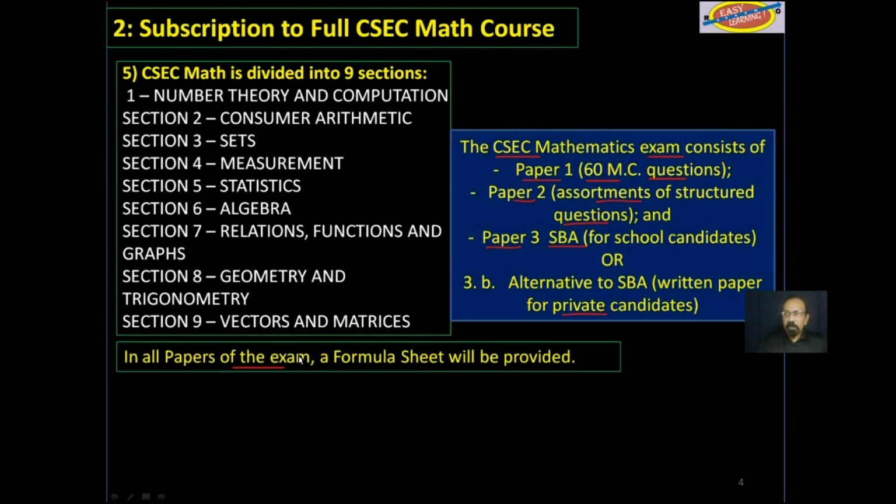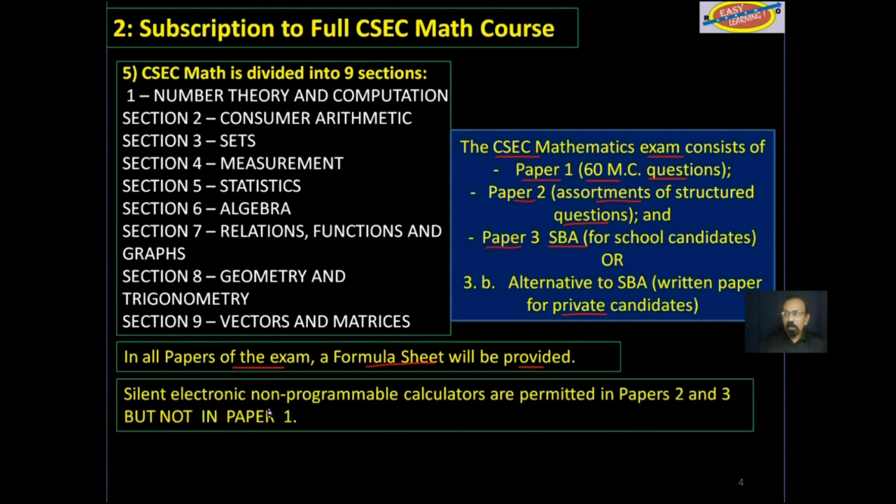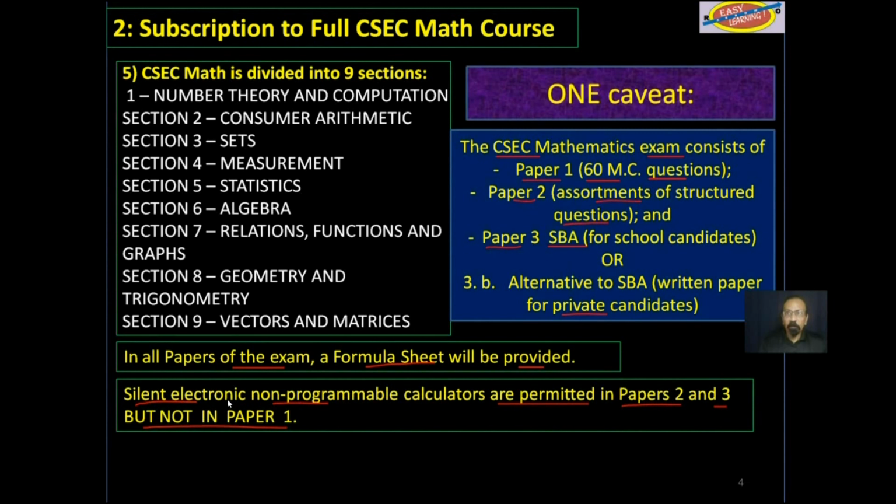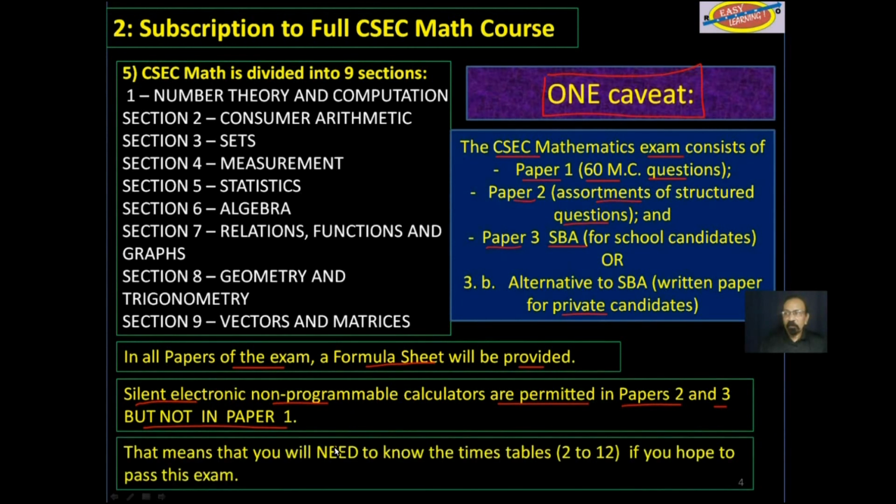All the papers of the exam will include a formula sheet. Silent electronic non-programmable calculators are permitted, note this, in papers 2 and 3, but not in paper 1. And that brings us to one extremely important caveat. It means that you will need to know the times tables from 2 to 12 if you hope to pass this exam.